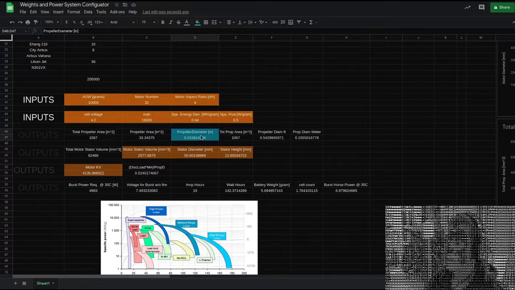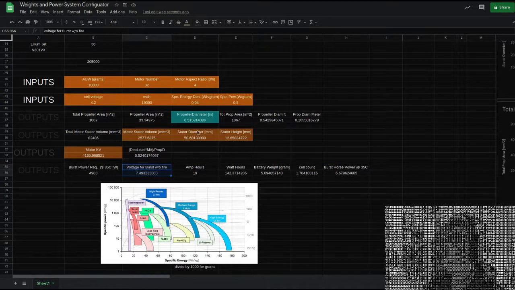You've got your propeller diameter, your motor KVs, all the important things here highlighted, and you can kind of judge the battery as well. Suggest a voltage. So where would that be? Yeah, voltage to burst without a fire. So you're going to want to stay above 2S, obviously, and you can input the milliamp hours as well.